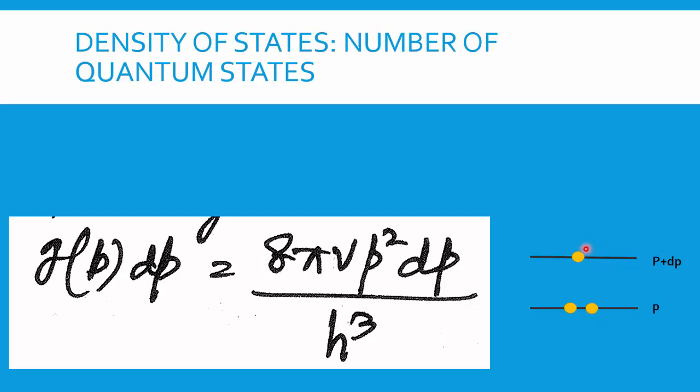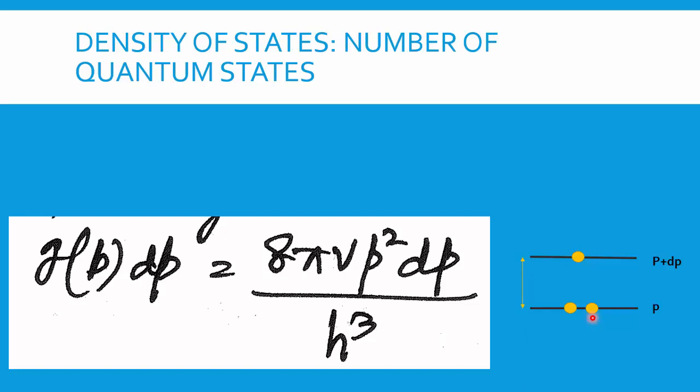If I say how many particles are there in the next momentum, you can say 1. Now what is quantum state? Now this particle, as you read it in class 12 chemistry, what are the examples of quantum states?